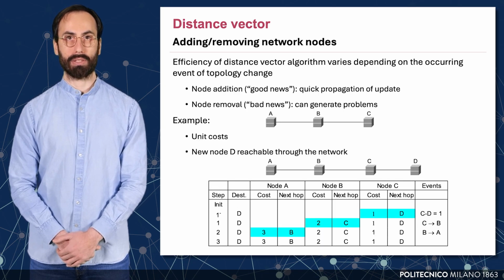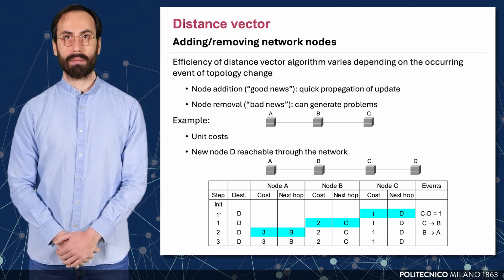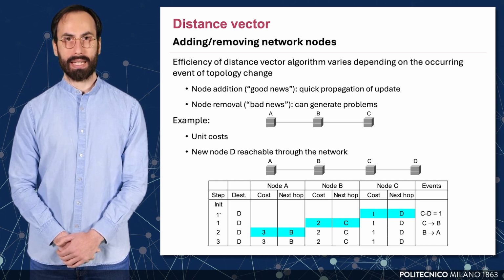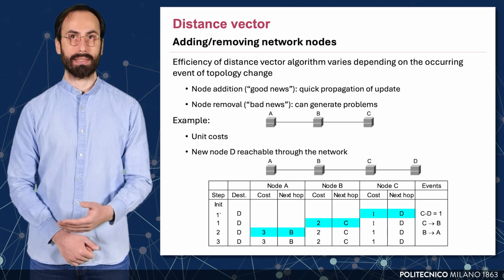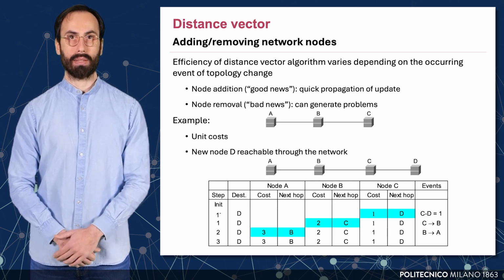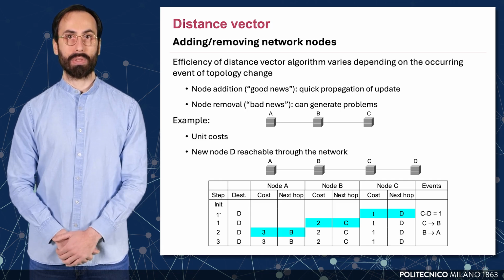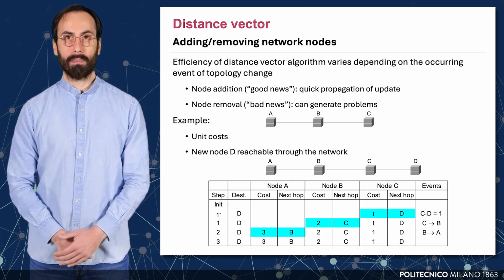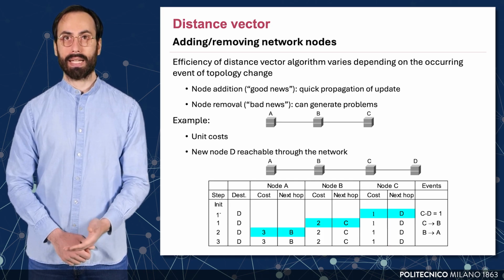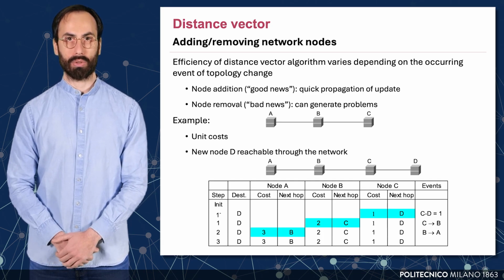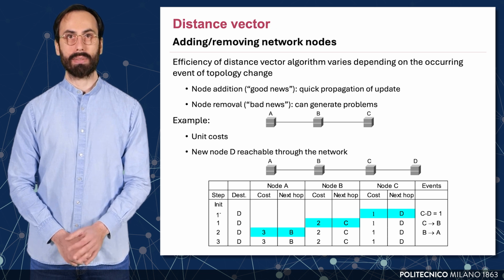Let's see what happens in case of a topology change, such as the addition of a new node. Initially, nodes A, B, and C are connected, and a new node D becomes reachable when a link is added between C and D. In step 1, node C updates its table and immediately knows it can reach D with a cost of 1. In step 2, C informs B about this new route, and B adds an entry for D with a cost of 2 via C. By step 3, B informs A, which then adds D with a cost of 3 through B. So the update propagates hop by hop, with each node simply forwarding the best information it receives from its neighbors.